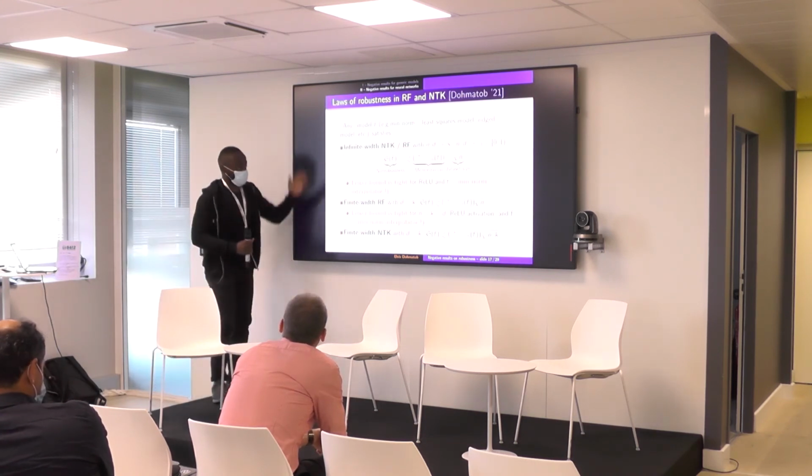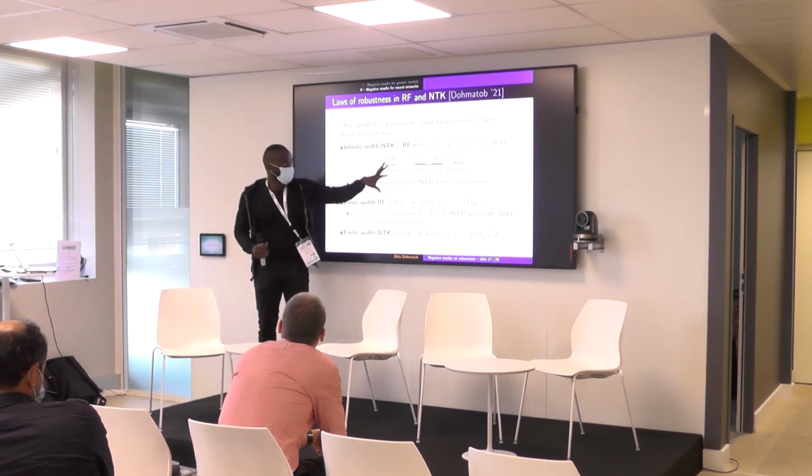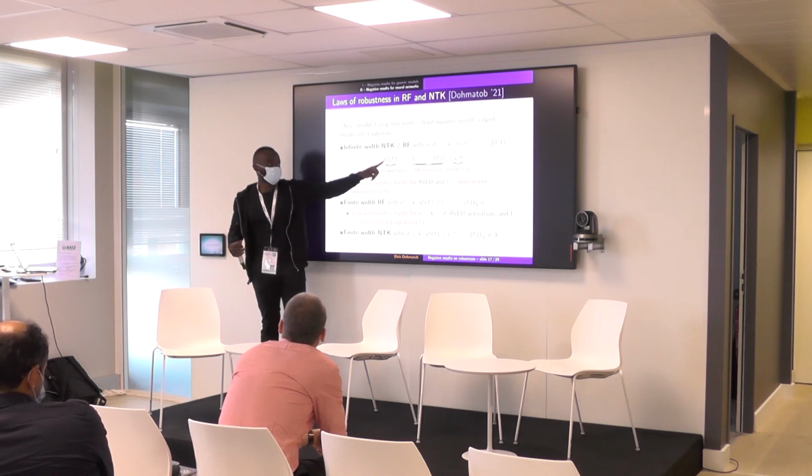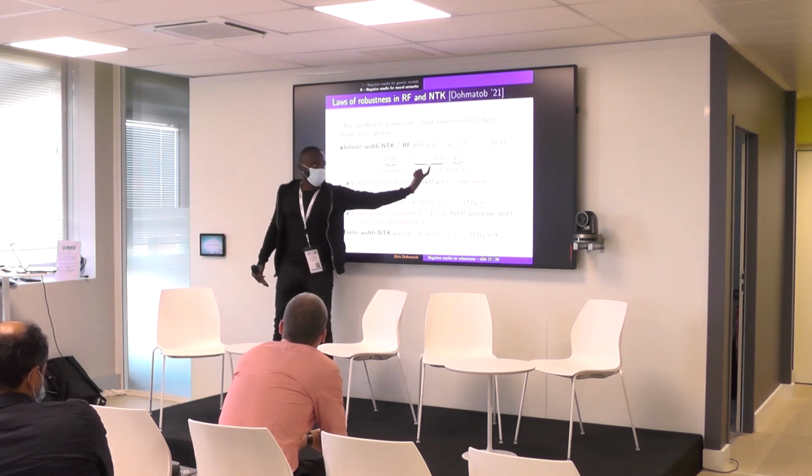With all of this, there's a bunch of laws. The first law concerns the robustness or non-robustness, this quantity SF. When it's small, you're robust. When it's big, you're not robust. So you see memorization: you overfit your training data.